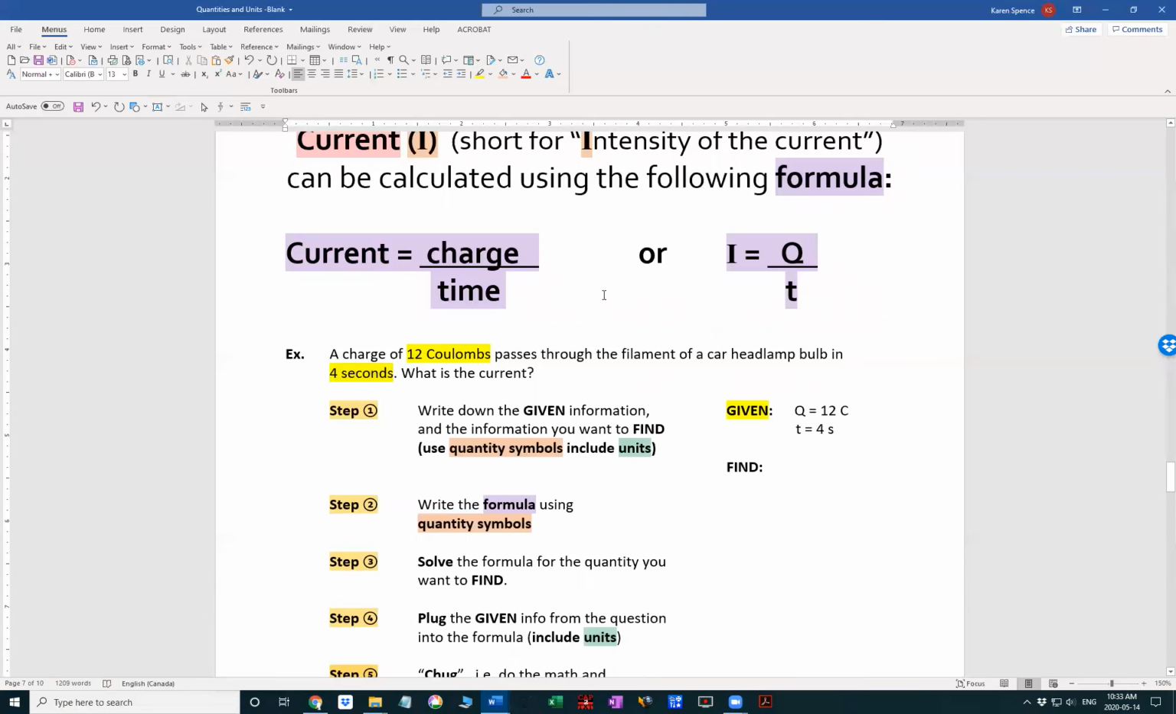And we want to find, let's go find our question word. What is the current? So we are looking for what is the current. That's what we are trying to find. Okay, there we go. So we want to find the current. And remember, current, the symbol is I for intensity of current.